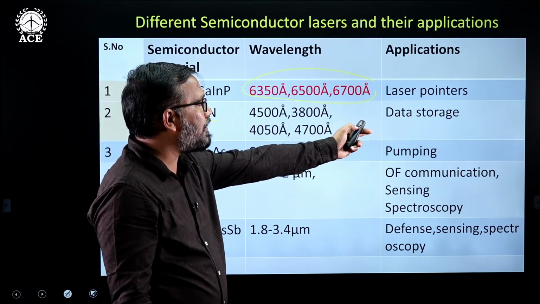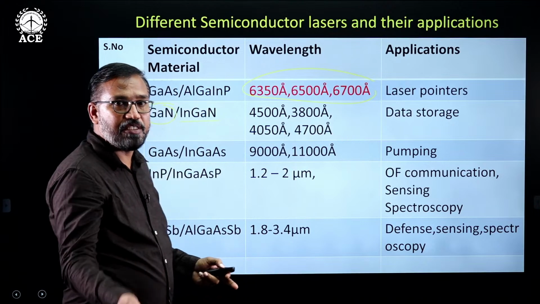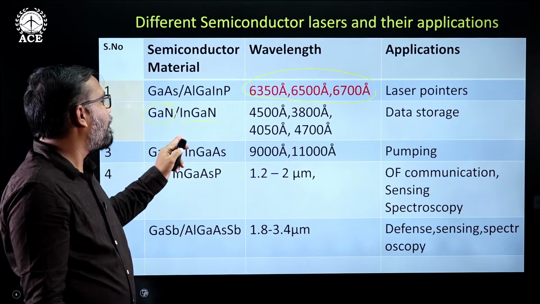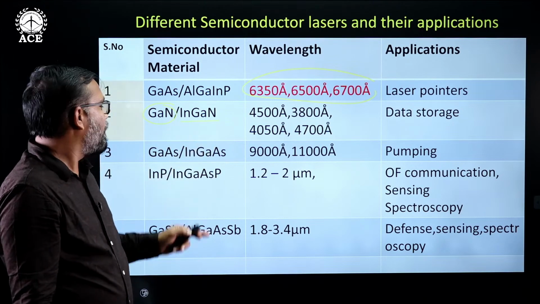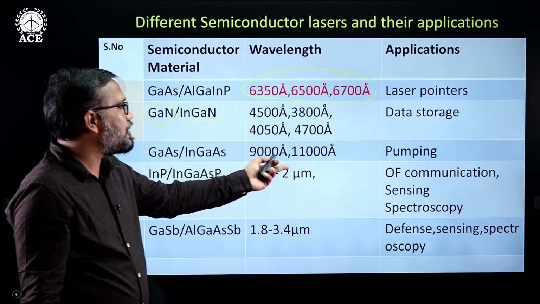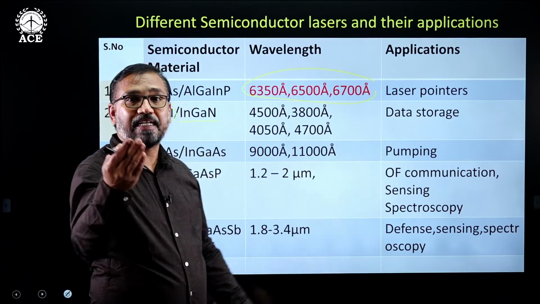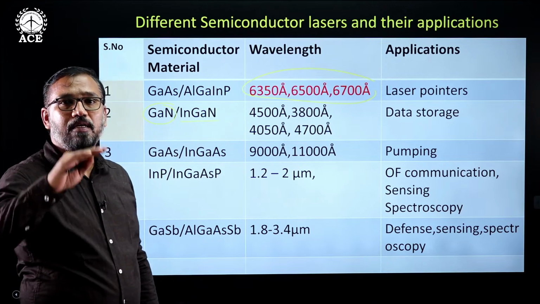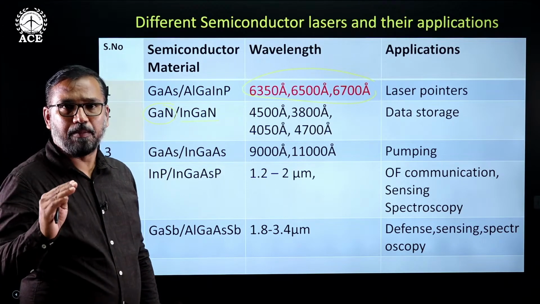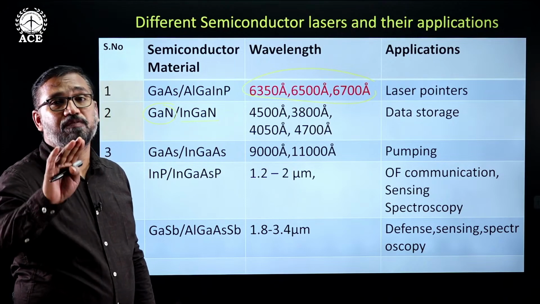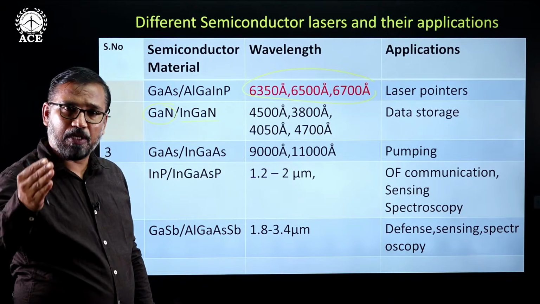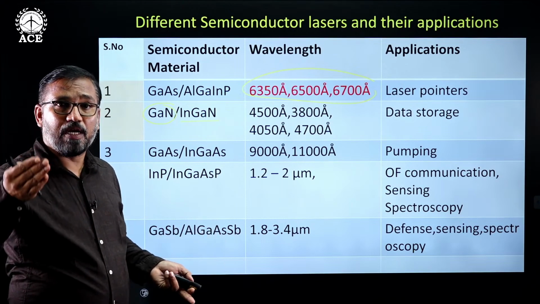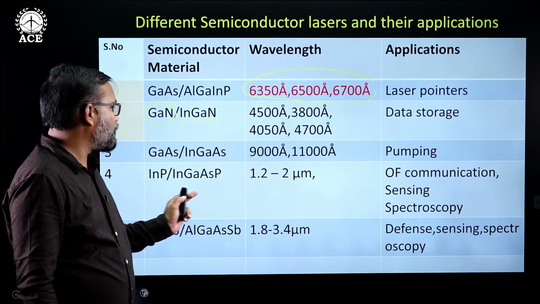So what is the purpose of this one? Data storage. In CDs we are storing information, and that information can be stored with the help of this kind of semiconductor laser. For example, this is another kind. This is the wavelength for pumping, for the excitation of ions from a lower energy level to a higher energy level in order to get population inversion. Pumping is used to get the population inversion. So as I said earlier, some lasers are also used to get the population inversion.